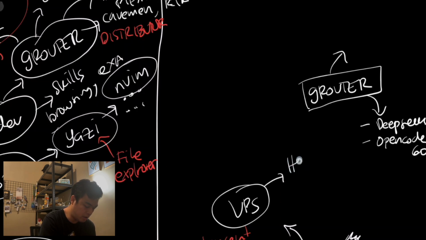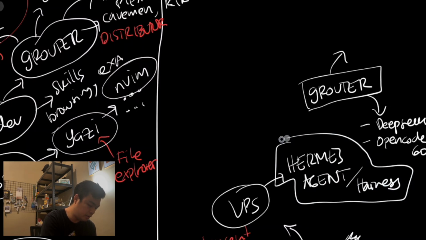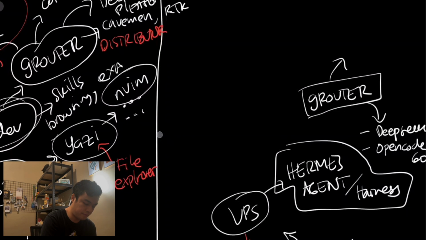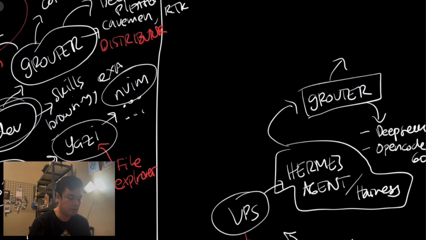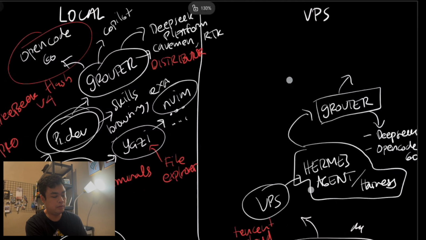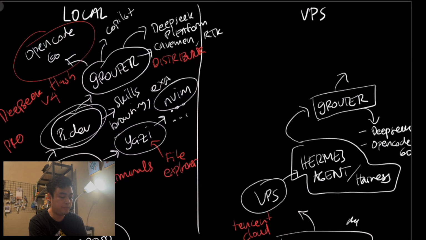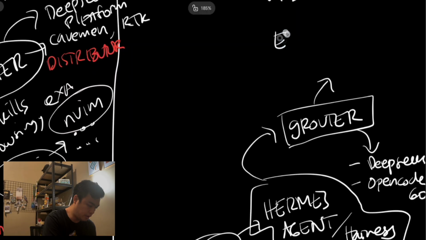So here is Hermes agent. This is also a harness, the thing that I called earlier for pi.dev. And then the Hermes agent connects to the 9router, while 9router passes the request to the providers, to the API, which are DeepSeek and OpenCode Go. And then from 9router, it also goes to other things such as an email client.